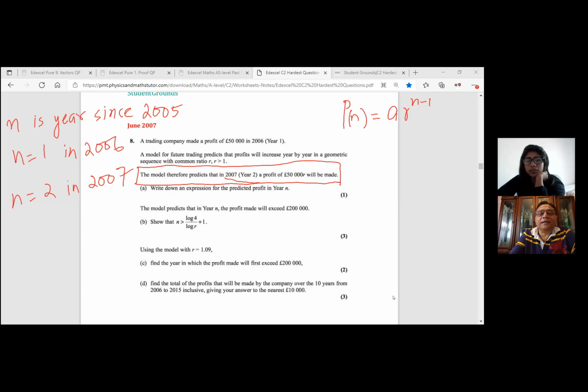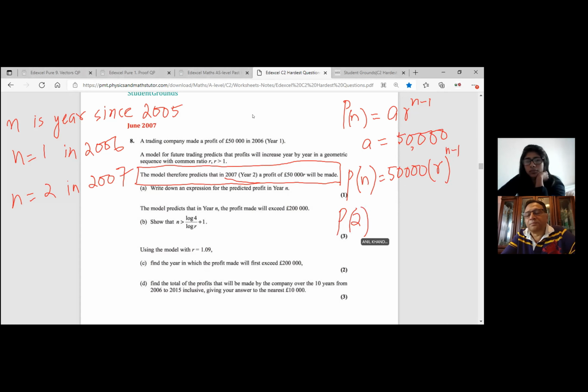So we know here A, the initial value, is 50,000. That is the profit in the first year, right? So now we know that P, in general, the equation will be equal to 50,000 R to the power of N minus 1. So when I put 2, which is the profit in 2007, it is going to be 50,000 R to the power of 2 minus 1. Do you see that? Which is the same as 50,000 R to the power of 1, which is R.